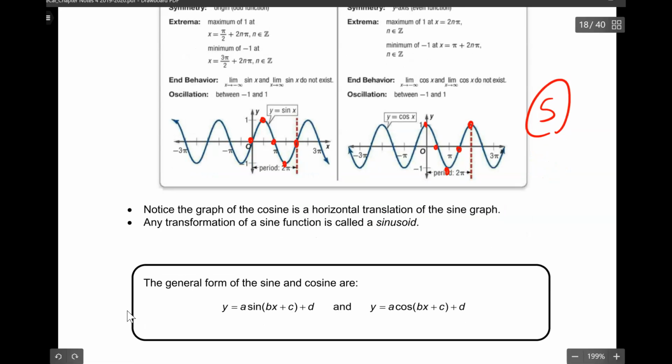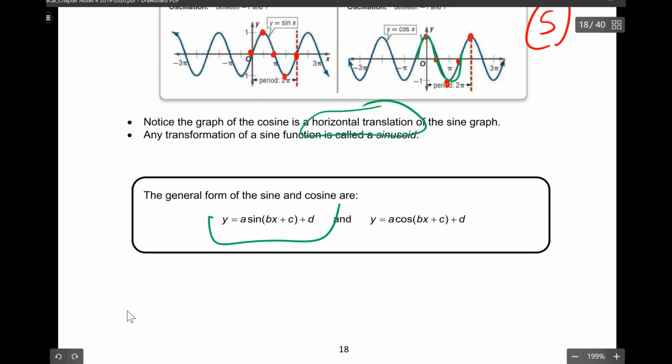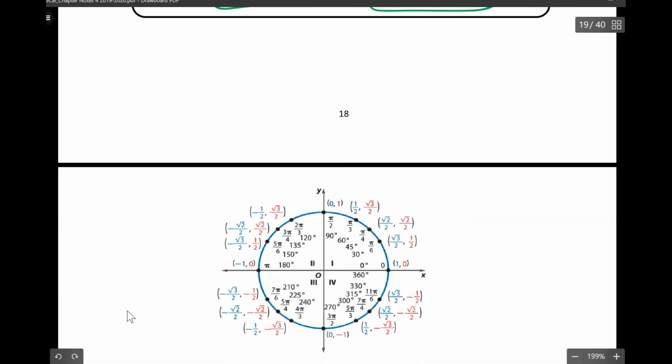So if I would trace the sine graph, I can literally move it over here and it will match exactly up. So you see the green is overlapping. This is called a horizontal translation of the sine graph. So the general form of sine and cosine are here as follows. We're going to go through each letter individually.